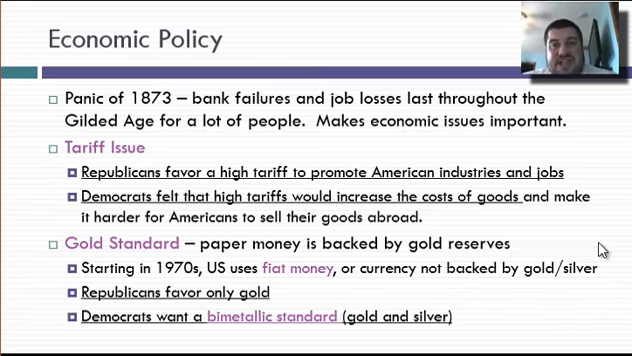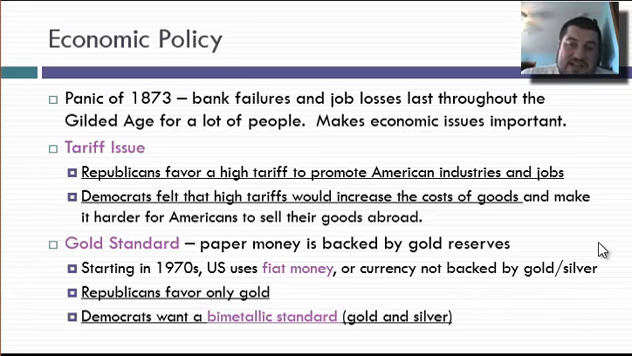So the tariff issue means: should we have protective tariffs on goods to make people more likely to buy American goods? The Republican Party favors a high tariff to promote American industries and jobs. The Democrats favor a low tariff, and they think that a high tariff would increase the cost of goods to the point where it makes them unaffordable, and it also makes it harder for Americans to sell their goods abroad. You need to know which party favors which policy there. So Republicans want it high, Democrats want it low.